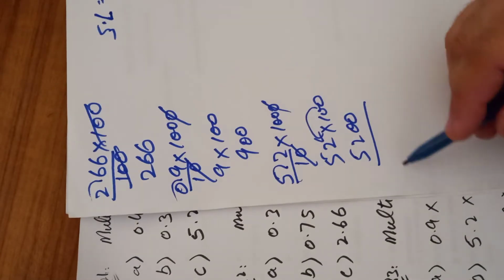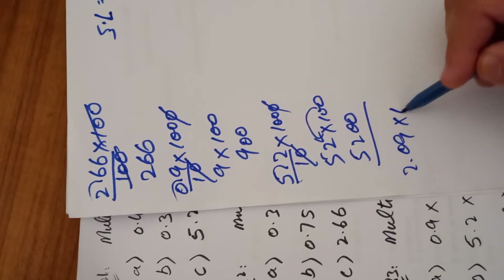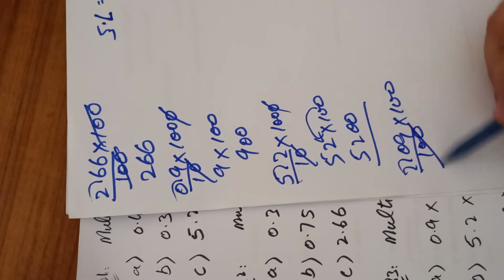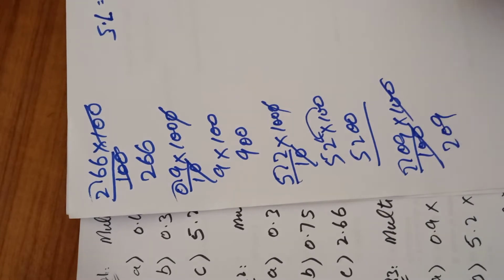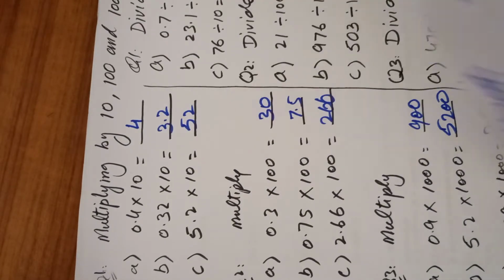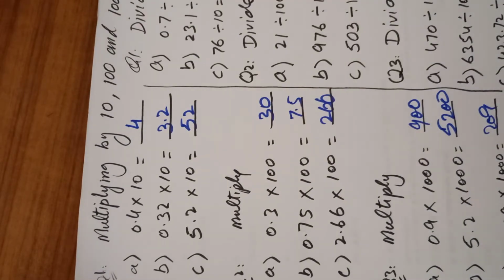Now we have 2.09 to be multiplied with 100. Get rid of the decimal. 100 cancels, so 209 is the answer. Now after multiplication we are going to divide some numbers.